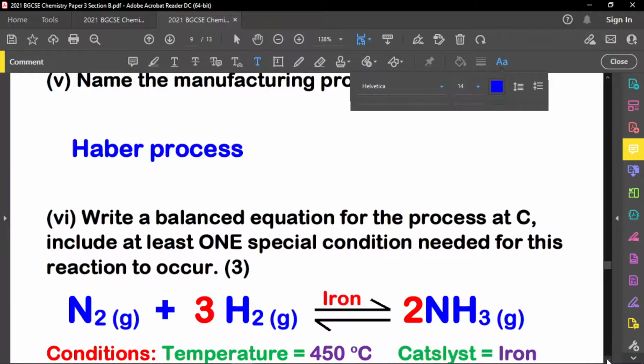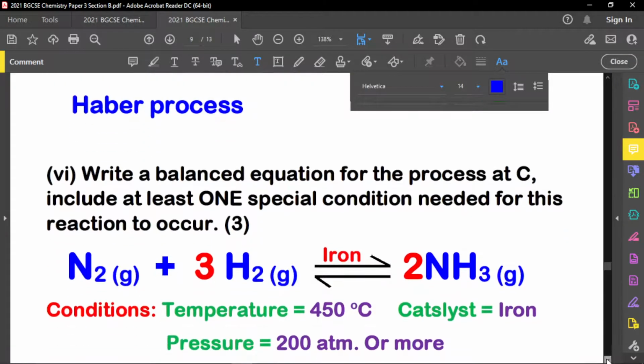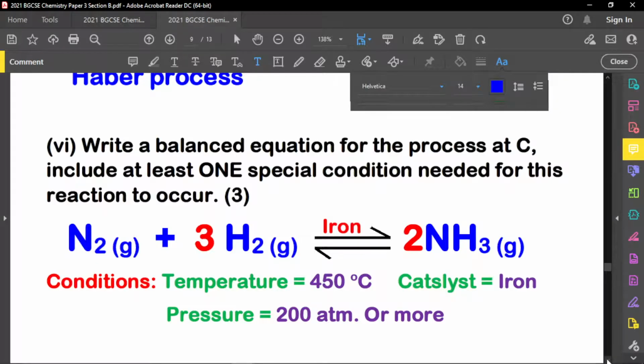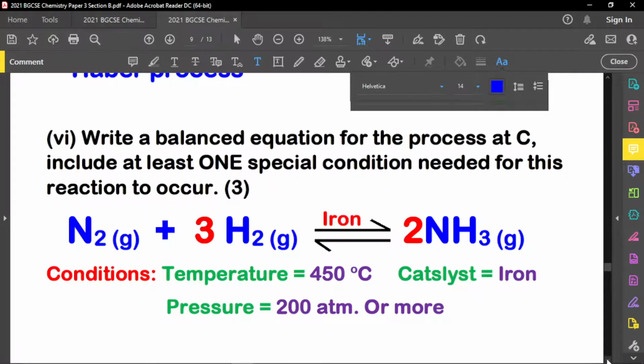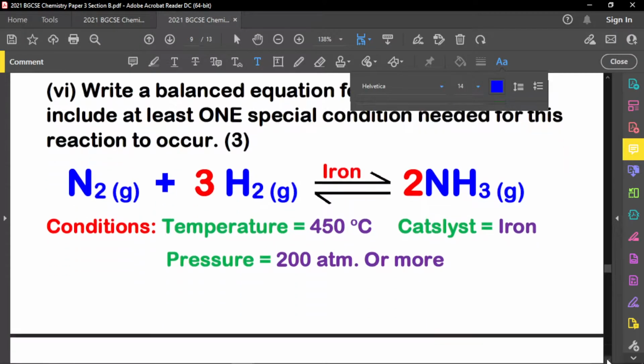Part 6 is to write the balanced equation for the process at C, which is the Haber process. Include at least one special condition needed for this reaction. Again, we have covered this in 2019, the same exact equation. However, the condition that I didn't mention in 2019 is a high temperature, which is about 450 degrees Celsius. We also have a high pressure, and that was a question they asked in 2019, whether the process is high pressure or low pressure. It is high pressure because it uses approximately at least 200 atmospheres. It can go up to 1,000 atmospheres as well, just to make a note of that. And there must be a catalyst. The catalyst is iron. That question was also asked in 2019.